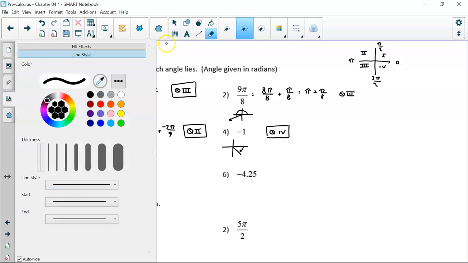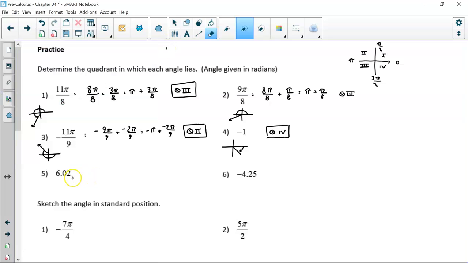6.02. Now, keep in mind, a full circle is a little bit over 6.28. So if we're going positive 6.02, we're going almost entirely around that circle. Not quite. So that means we're going to stop in quadrant 4.